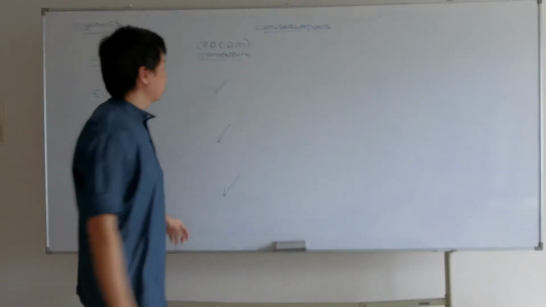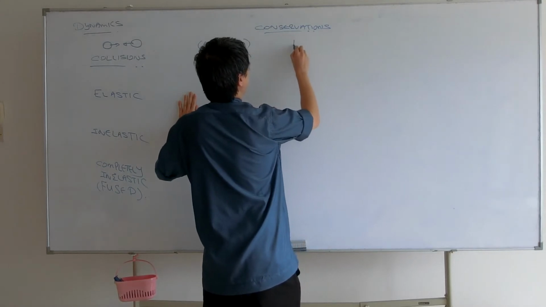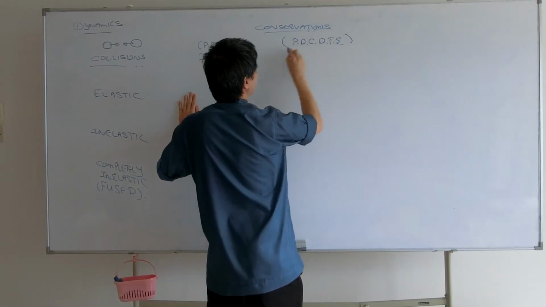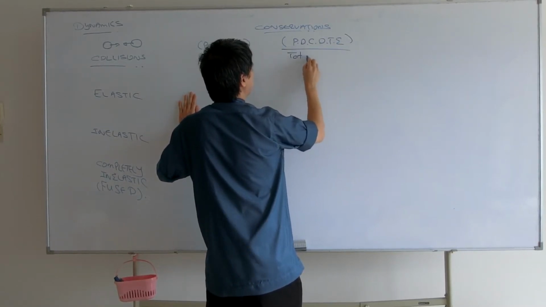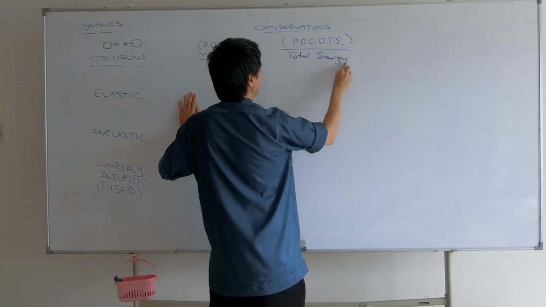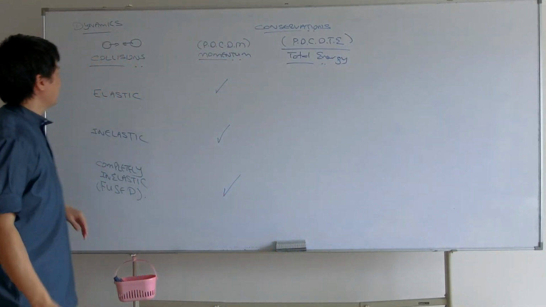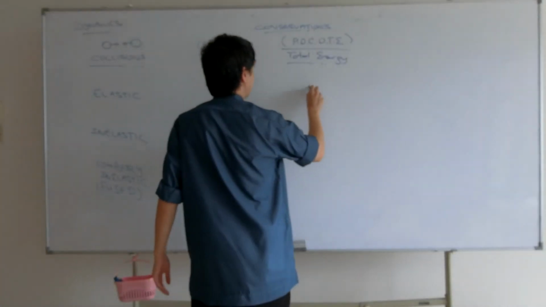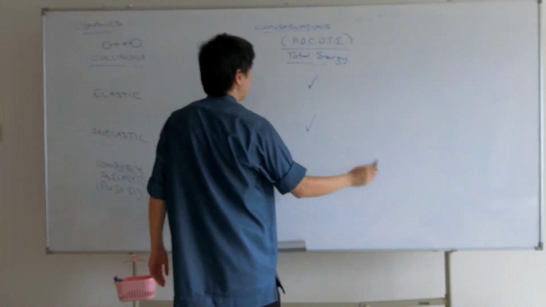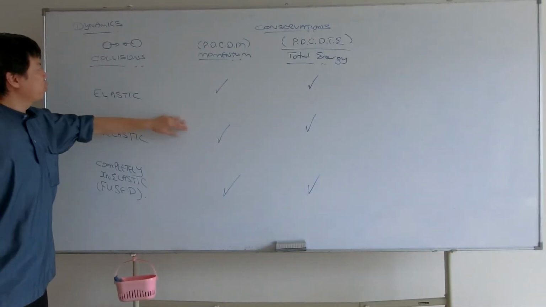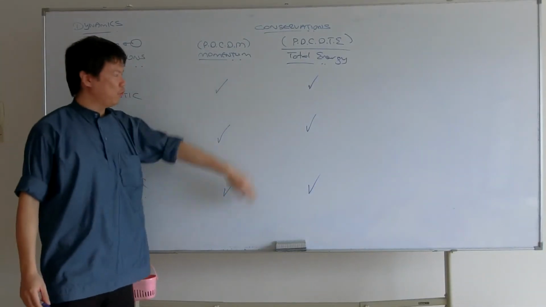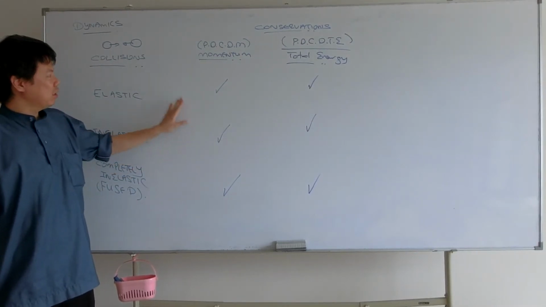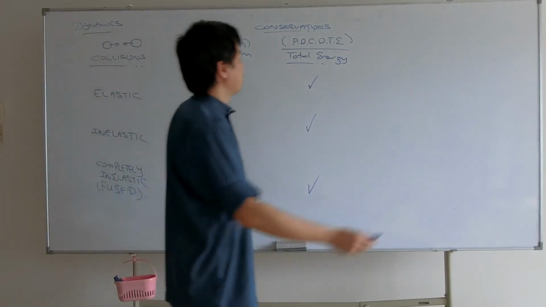The next conservation you should know is POCOTE, Principle of Conservation of Total Energy. Similar to momentum, it's conserved in elastic, inelastic, and completely inelastic collisions, so it's always conserved. We cannot use it to differentiate between the three collisions. So which one can we use to actually differentiate? One more, which is POCOKE.